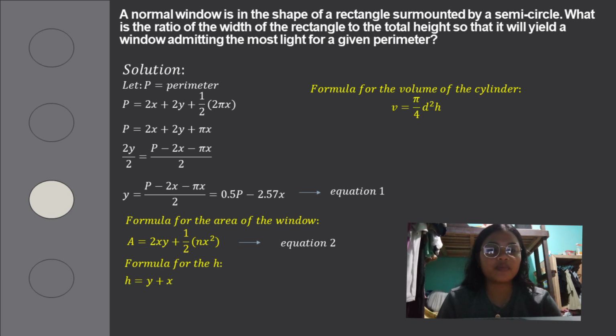Mag-equal siya into 0.5P minus 2.57x. So, ato na siyang tawagon nga equation 1. So, daghan ta diri og mga formula. For example, the area of the window, A equals 2xy plus 1 half times pi times x squared. Ato na siyang tawagon nga equation 2. Third formula is for the height. H equals y plus x. Formula for the volume of the cylinder. V equals pi over 4 d squared times h.